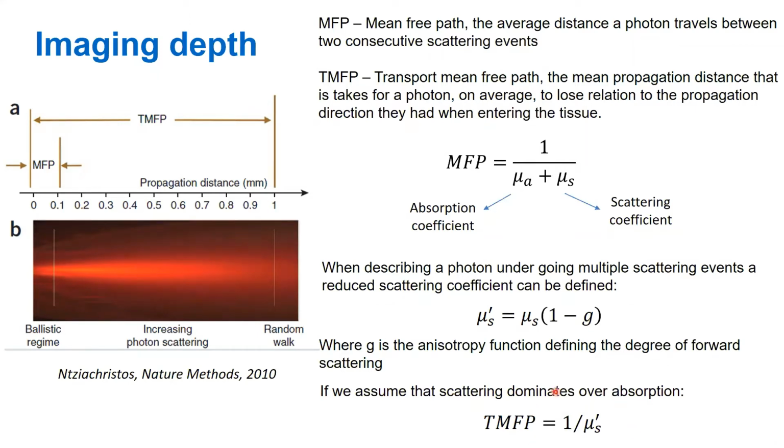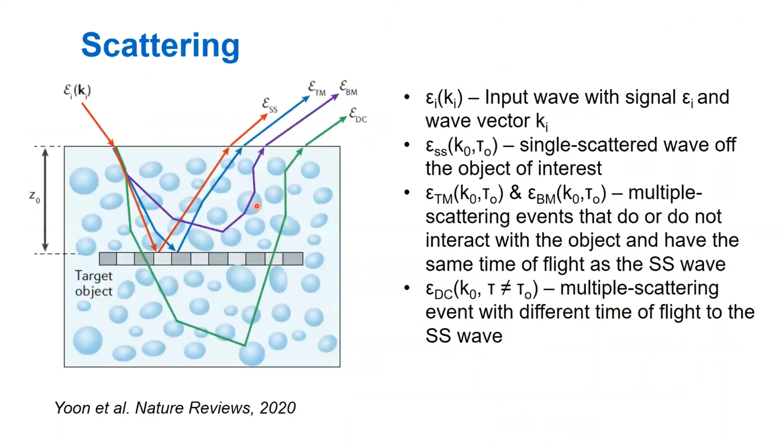And if we assume that this dominates over absorption, we get this relationship here for our transport mean free path. It's important to note that this scale along here, because it depends on g, depends on the tissue that you're imaging, and it also depends on the wavelength of the light that you're using. So just bear that in mind.